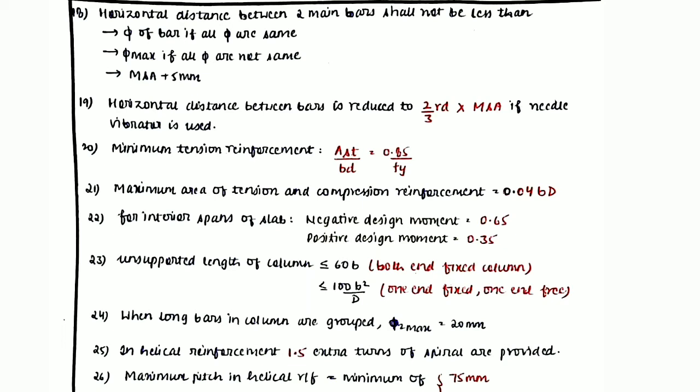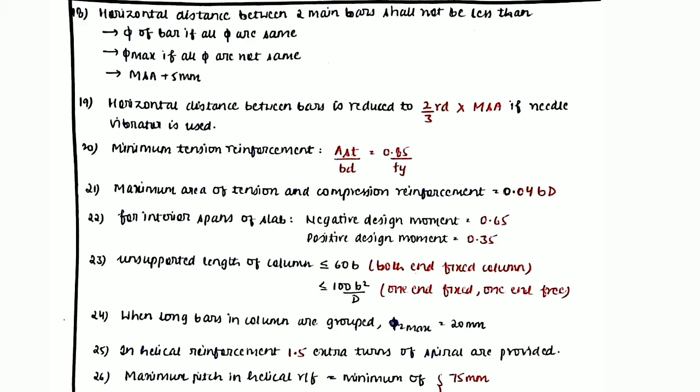Now for interior spans of slab, for any span that is in the interior of the slab and not in the exterior of the slab, we design for two kinds of moments. One is the negative design moment, another is the positive design moment. Since there is torsion in the slabs, there can be negative moment as well as positive moment. The design moment for negative is taken as minus 0.65 and for positive it is taken as 0.35.